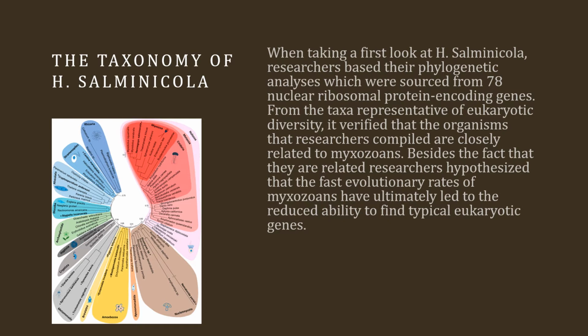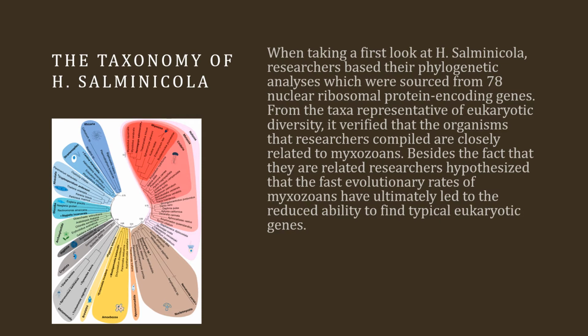If you took some time to locate it, the family of Cnidaria is in the light pink area and below is Myxozoa, in which H. salminicola is located. Researchers based their phylogenetic analyses on a source of 78 nuclear ribosomal protein encoding genes. They also compiled organisms that were verified by the taxa representative of eukaryotic diversity.